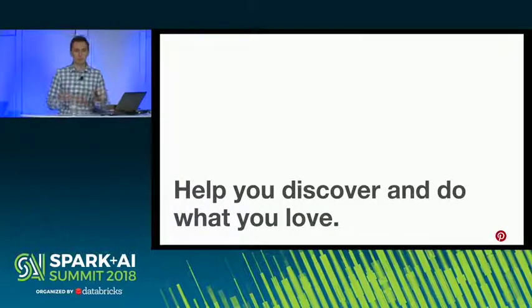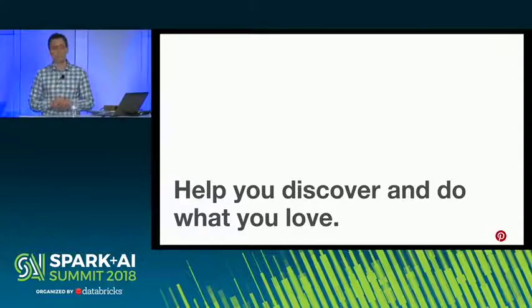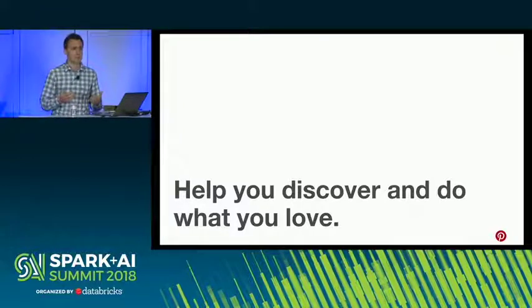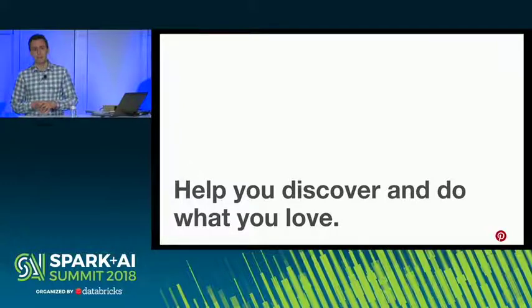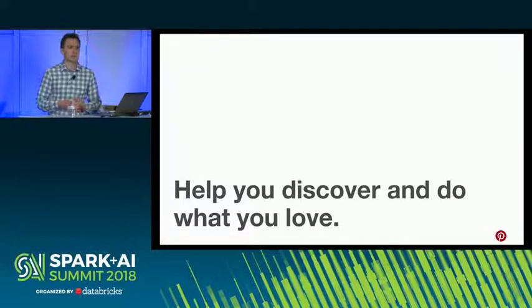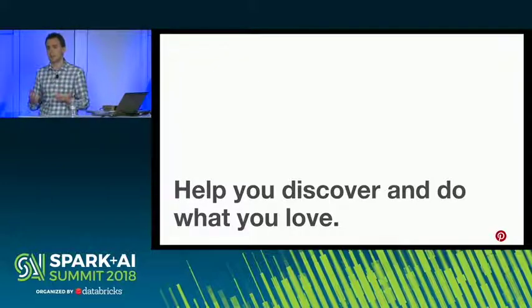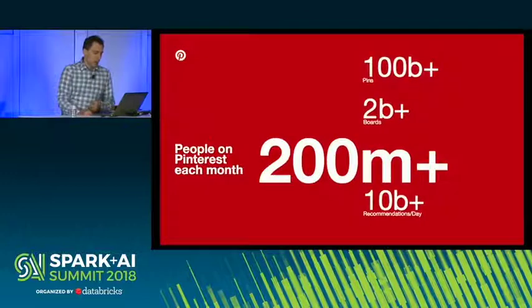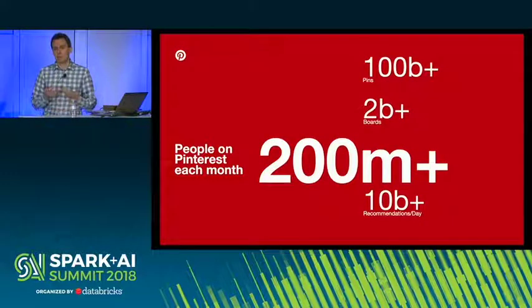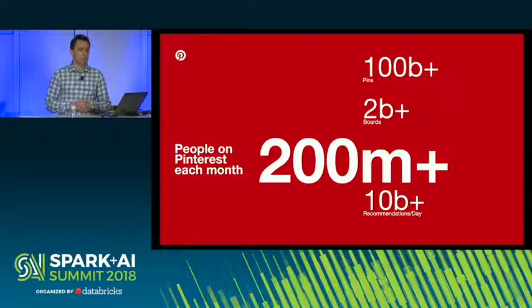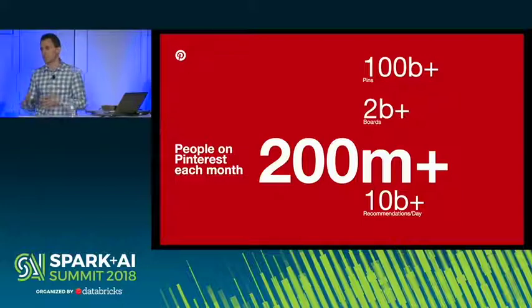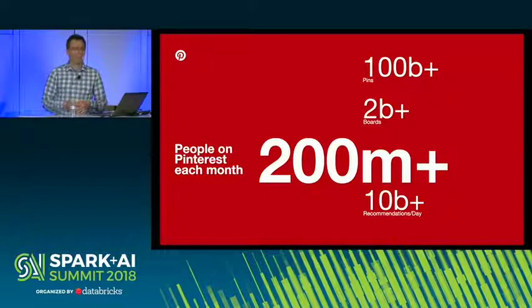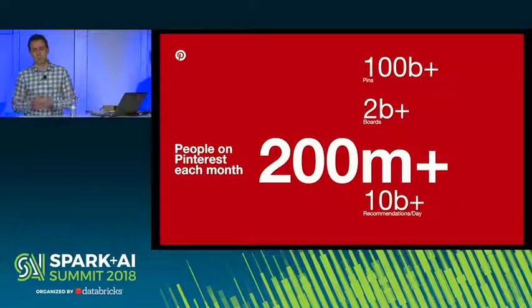A few words about Pinterest. Pinterest is an online platform, primarily visual, that allows you to discover, sort, and organize your interests. And interests include things like travel, fashion, design, home decor, and so on. And we have a very powerful recommendation engine that surfaces relevant content based on your interest. We have over 200 million monthly very active global users, over 100 billion pins, 2 billion boards, and our recommendation engine across different surfaces such as home feed, search, related pins, and so on, surfaces over 10 billion recommendations daily.